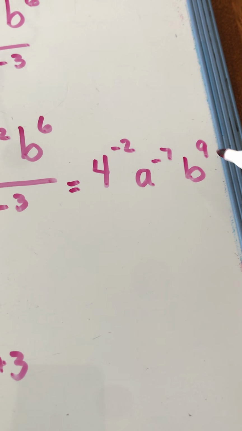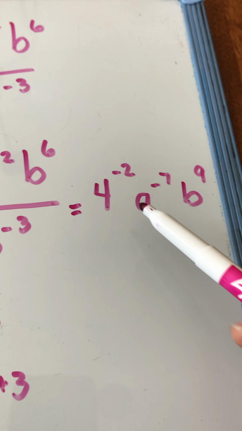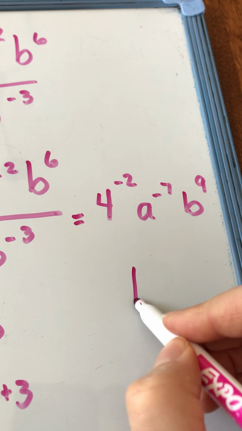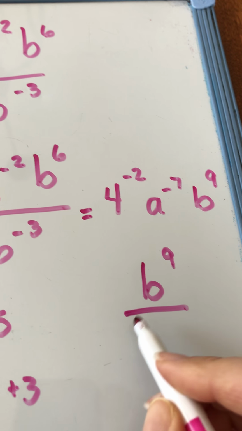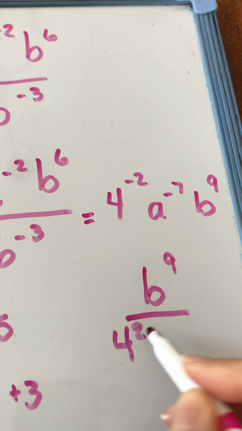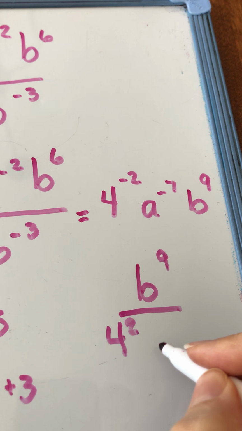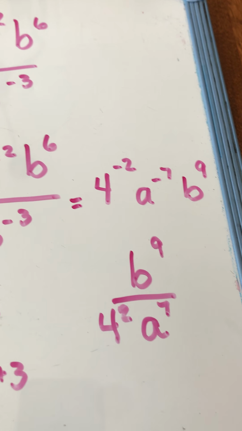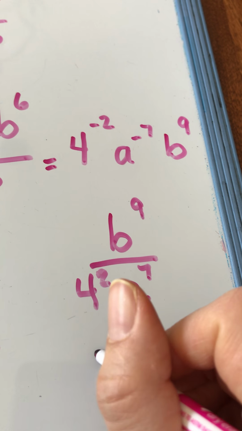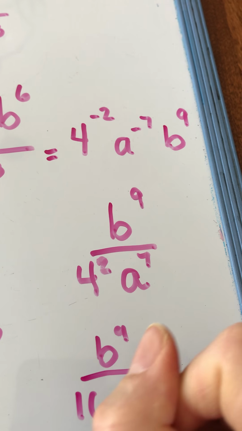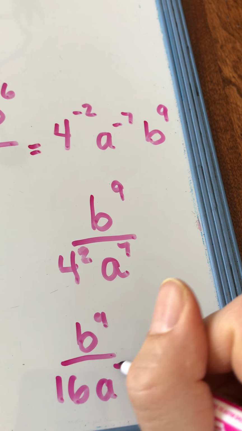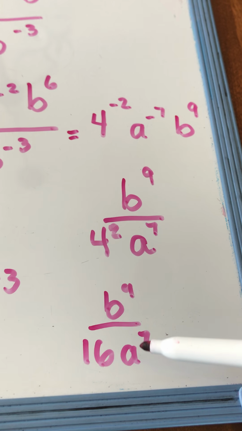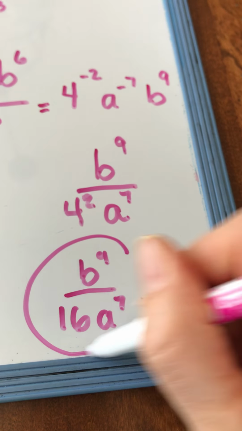So at this point, I want to just rewrite anything that has a negative exponent. This does not, so that's not going to move down to the denominator. It'll just stay where it is, b to the 9th. But I'm going to move 4 to the negative 2nd to the denominator to make it positive 4 to the 2nd. And then a to the negative 7 becomes a to the positive 7. So again, I could just simplify that b to the 9th over 16 a to the 7th. And at that point, I have no parentheses left. I have no same bases. I have no negative exponents. That would be my final answer.